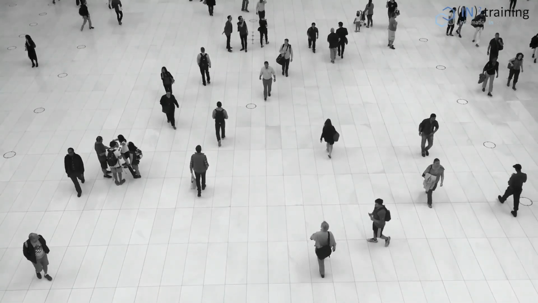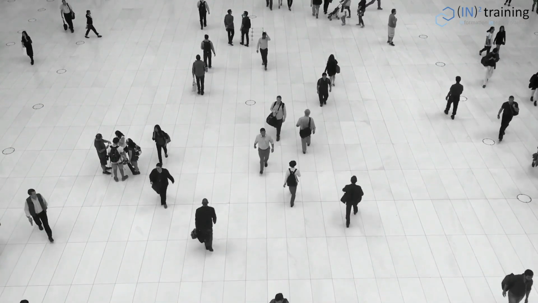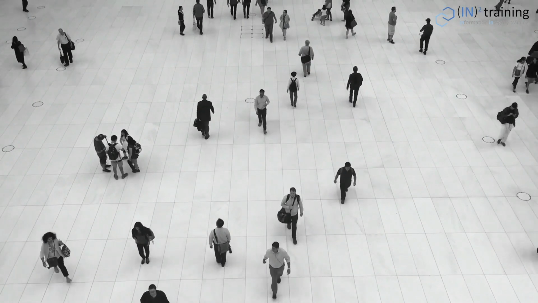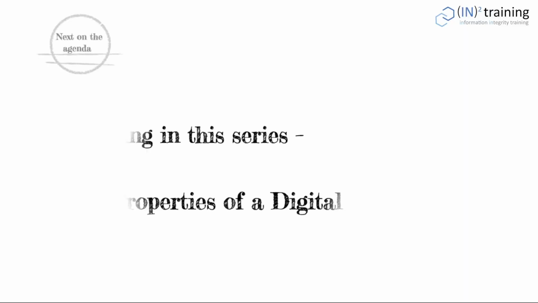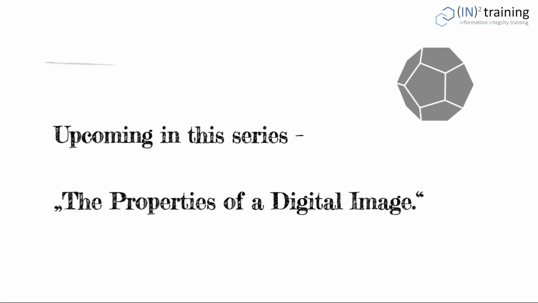It is impossible to keep people from committing fraud if they deliberately choose to go down that path. It's important though to develop skills and instruments to identify unreliable data and manipulated images. Stay tuned and watch our next video coming up in this series called The Properties of a Digital Image. There we are going to develop a more thorough understanding of what information can be extracted from an image and how it can be used in a forensic analysis.